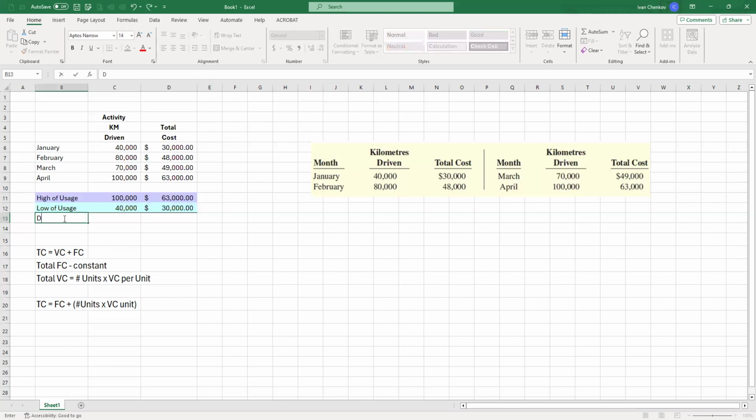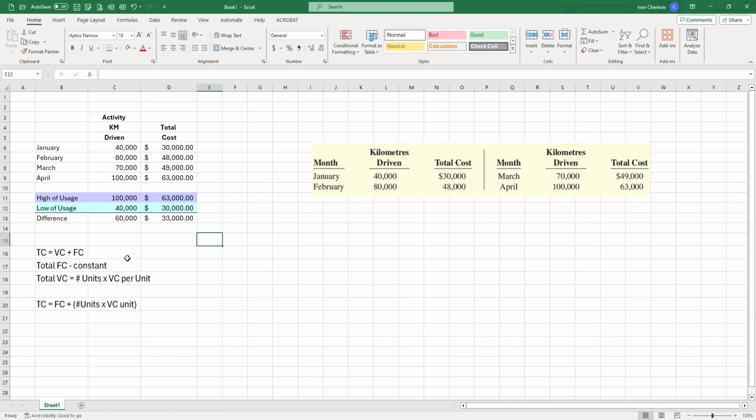Then I'm going to find the difference. What's the difference? Difference in kilometers first, 100 minus 40, and the difference in the dollar amount. Let's go with this one, 63,000 minus 30,000, and that should give me, as a dollar amount, 33,000.